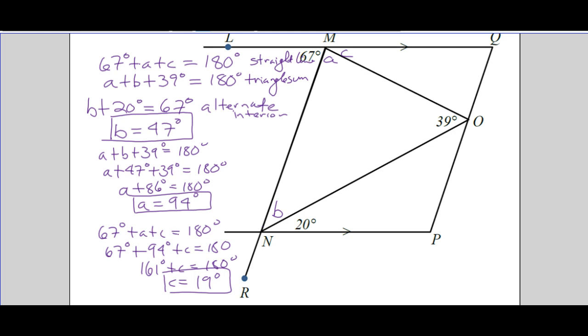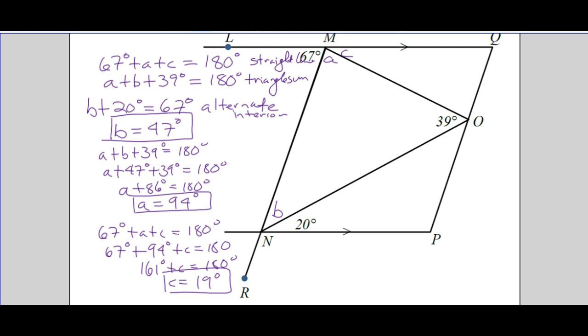And what else? We've got this alternate interior angle thing going on, the 67 and the B plus 20. That's the last thing where we're really making a statement. So a straight line, triangle sum, and alternate interior. And we get B, and then we go back up here and we get A, and then we go back up here and we get C.